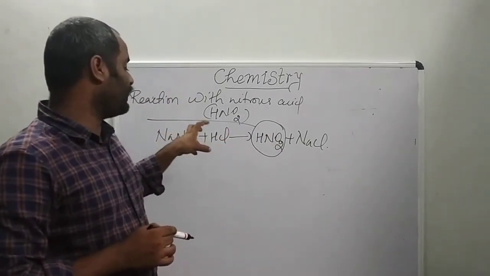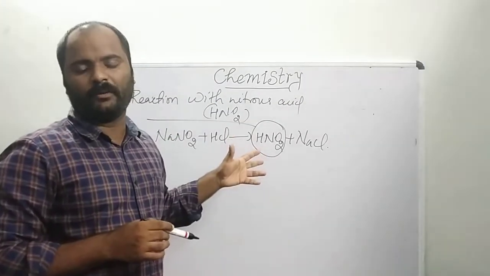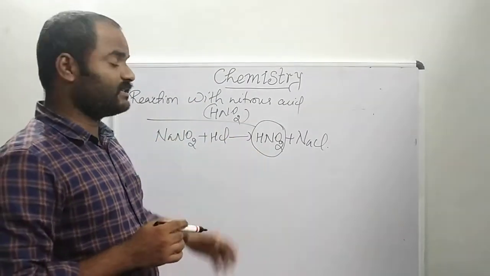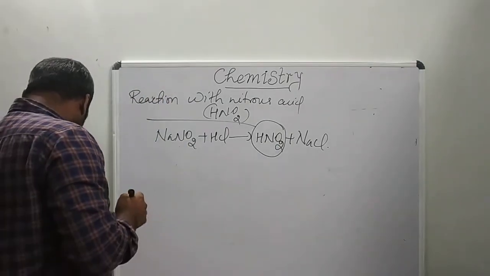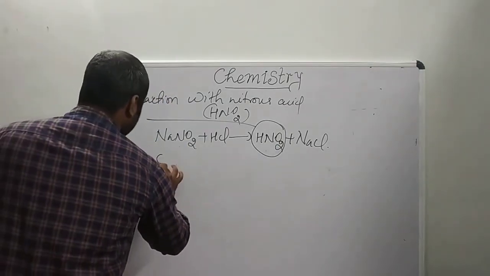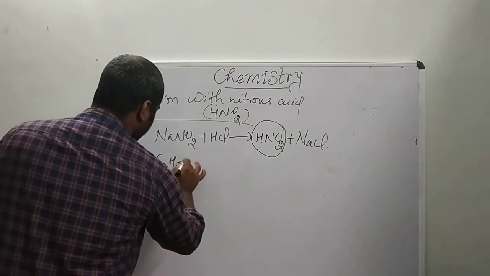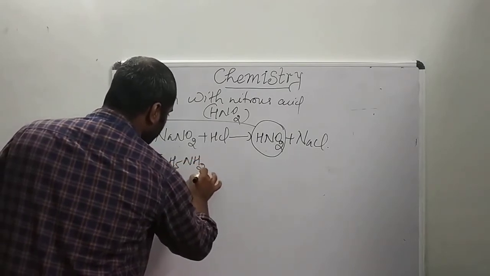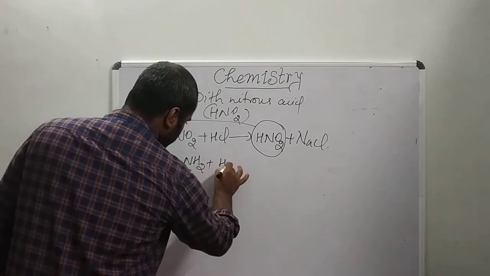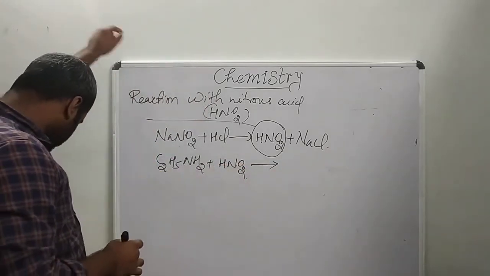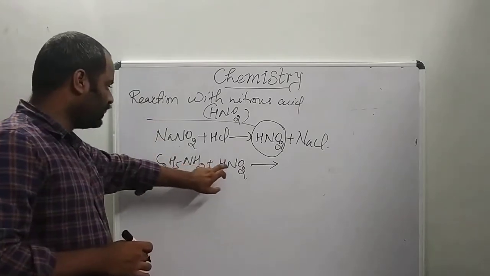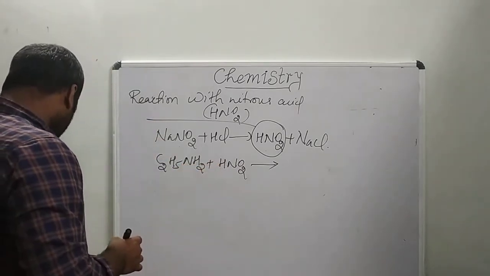So this is prepared in situ. That means we prepare this compound freshly, because nitrous acid is unstable. When a primary amine reacts with nitrous acid, that means C2H5NH2 plus HNO2, you get alcohol.